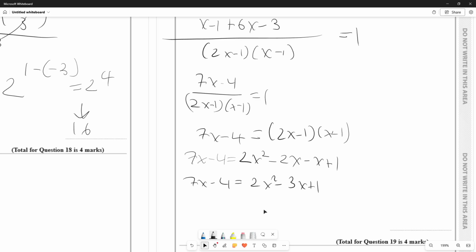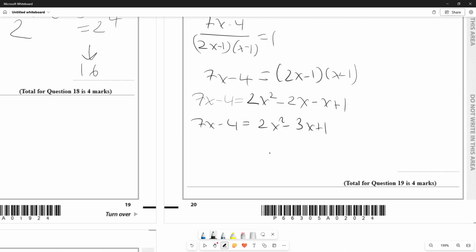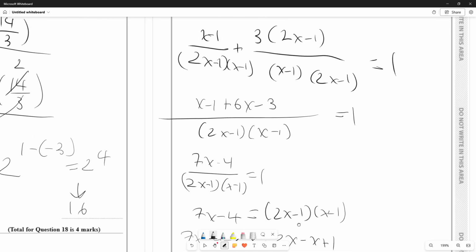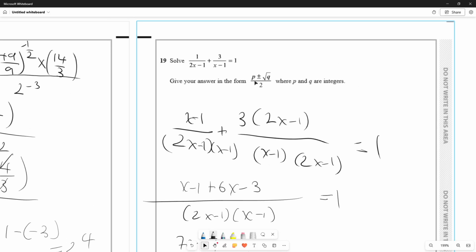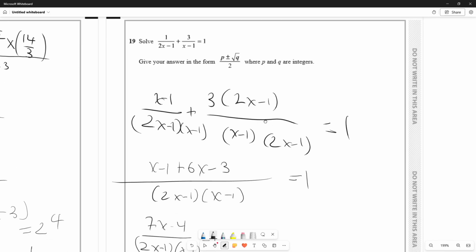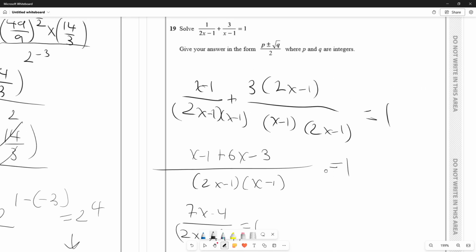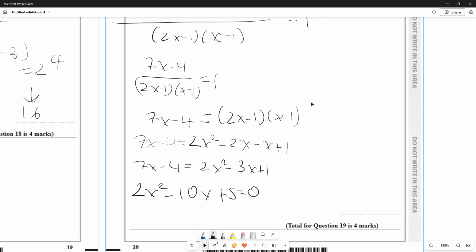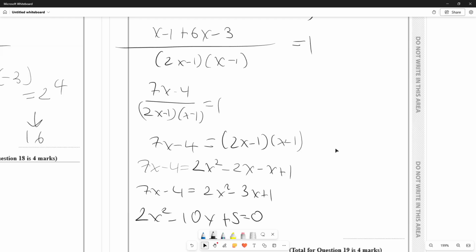Let's take away the 7x and add the 4 to get one side to be equal to 0. So then we get 2x squared minus 10x plus 5 equals 0. Now let's plug in the quadratic formula, because if you try to factor this, it's just going to be wrong. This is clearly a quadratic formula question, and it's definitely a good guess to try to do that. So let's start solving.